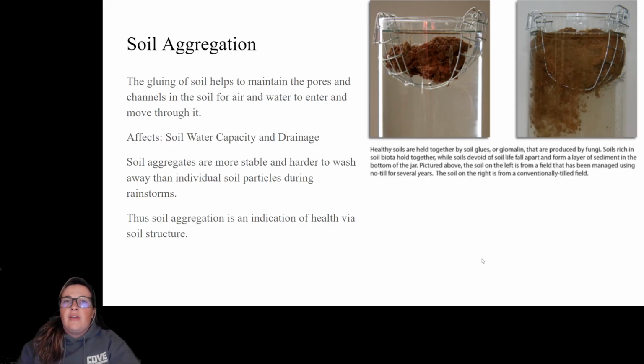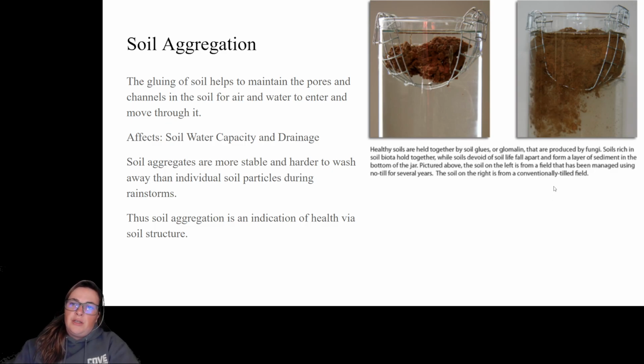Okay, so aggregation, why is it important? The gluing of soil helps to maintain the pores and channels in the soil for air and water to enter and move through it. So this affects soil water capacity and drainage. Soil aggregates are more stable and harder to wash away than individual soil particles during rainstorms, so it helps prevent erosion. Thus, soil aggregation is an indication of health via soil structure.